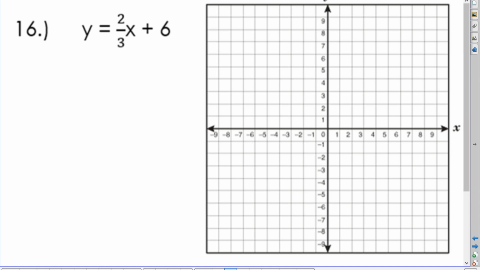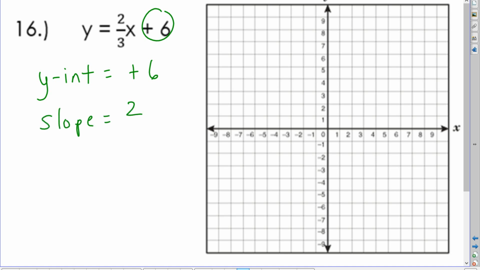Number 16. The y-intercept here is 6. That's my starting point. And my slope, or my directions, are 2 over 3, or a rise of 2 and a run of 3. So I'm going to start at positive 6, and I'm going to rise 2, 1, 2, and run 3, 1, 2, 3. Rise 2, run 3. I don't have very many points here.